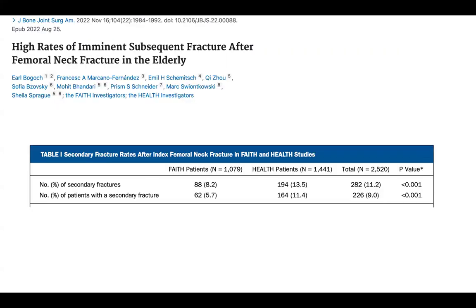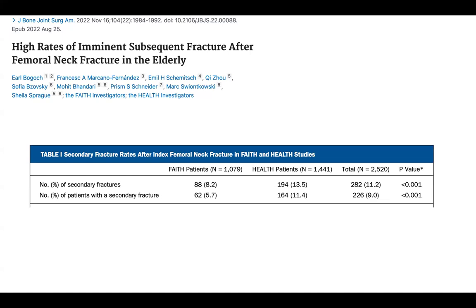Okay, pop quiz. How many bones are in the human body? 206, nailed it. So even after sustaining one fracture, there's still 206 opportunities to break something else. This study, looking at the data from the FAITH and HEALTH trials, showed that within 2 years of a femoral neck fracture, around 11% of patients sustained an additional fragility fracture.